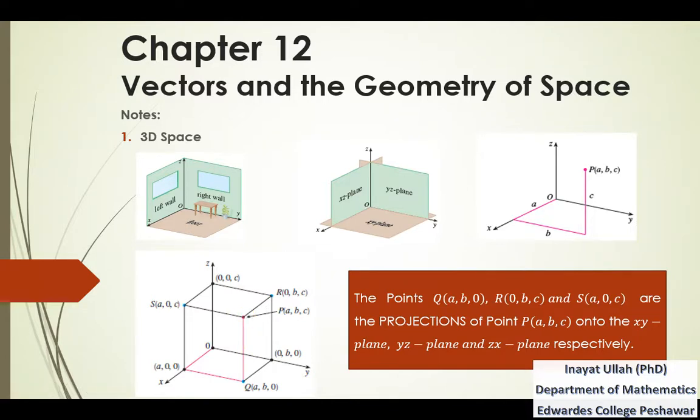What are the images, what are the projections of this point (a, b, c) onto the XY plane, the YZ plane and the ZX plane? So that is the story of a 3D space.